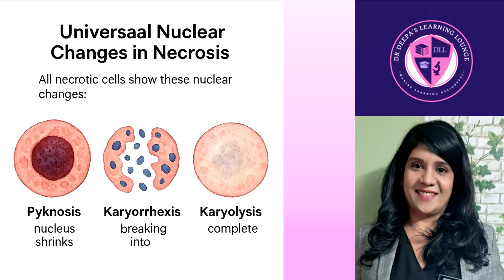No matter what the cause of gangrene may be, the nuclear changes of necrosis are the same. The nuclear changes include pyknosis, karyorrhexis, and karyolysis. Pyknosis is where the nucleus shrinks. Karyorrhexis is where the nucleus breaks down into fragments. And karyolysis is when the nucleus fades away completely. All these changes tell us that the cell death is irreversible.